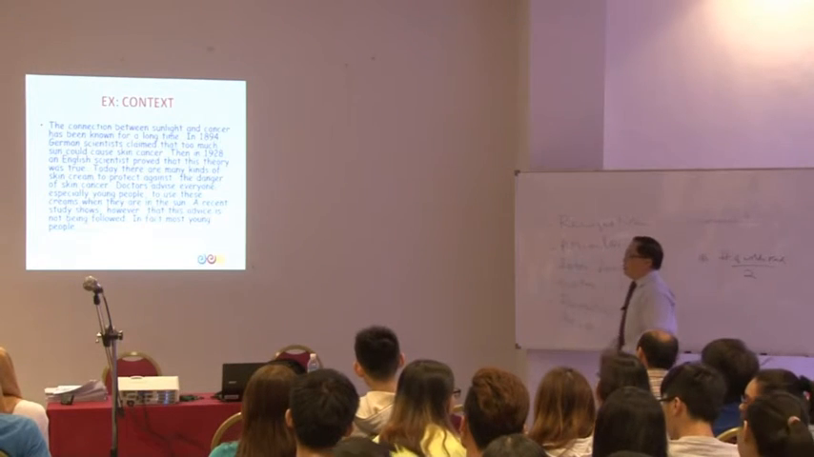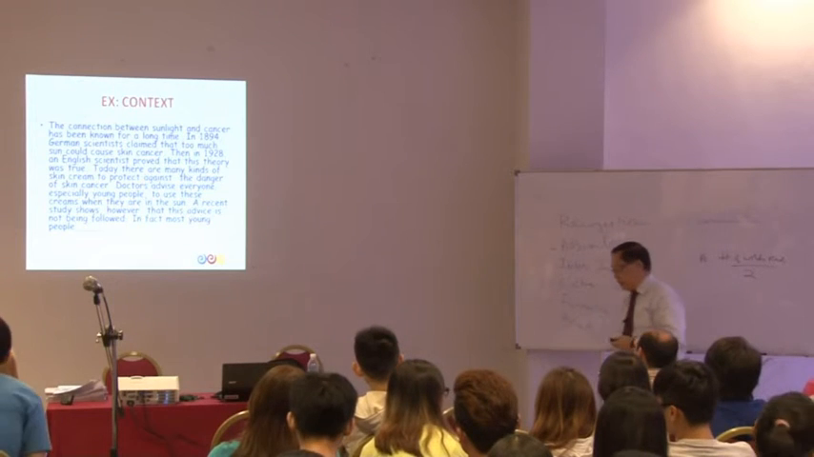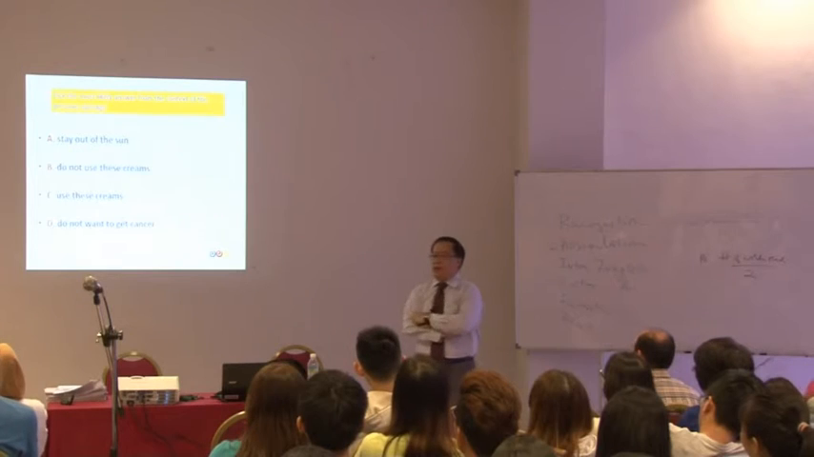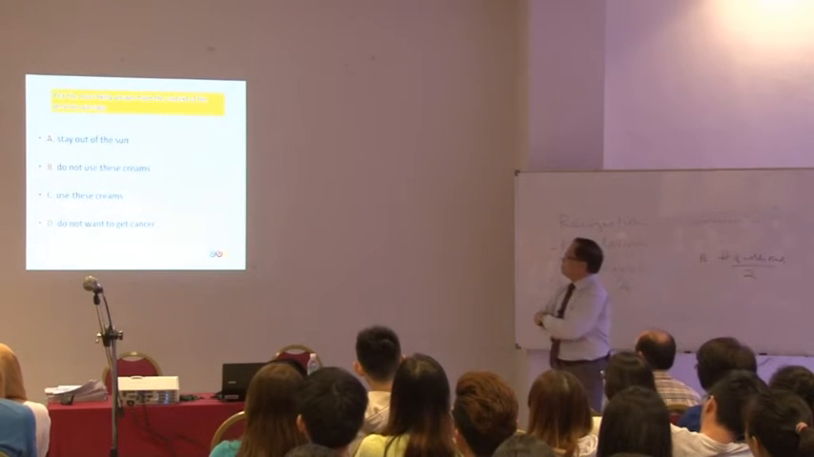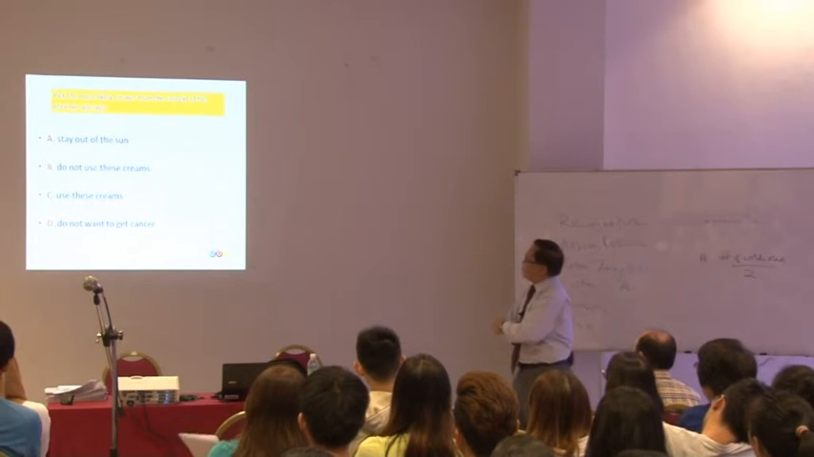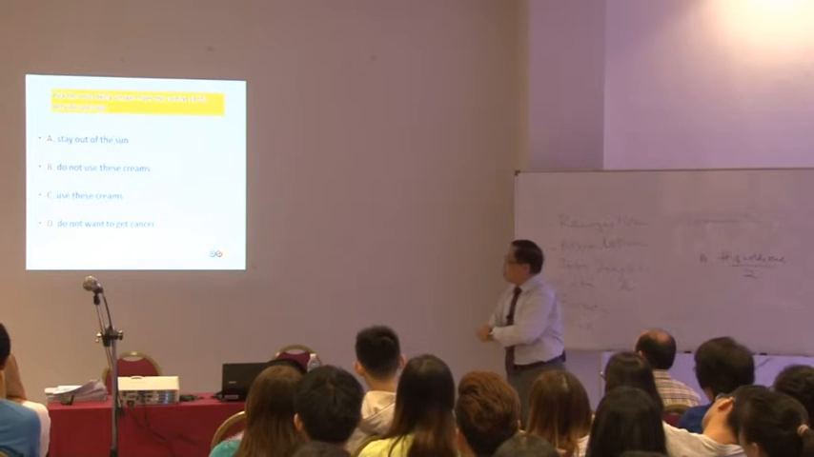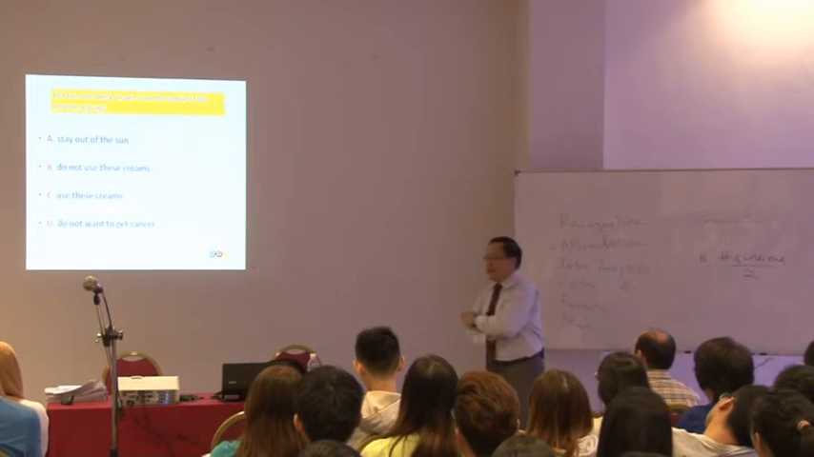Now, context would also know that you must know a little bit about what you're reading as well. Can you just read this very carefully? What's the answer? Does it say, pick the most likely answer for the context of the previous passage? They should stay out of the sun. Do not use these creams. Use these creams. Do not want to get cancer.